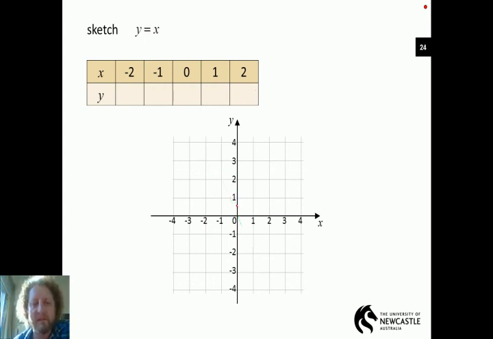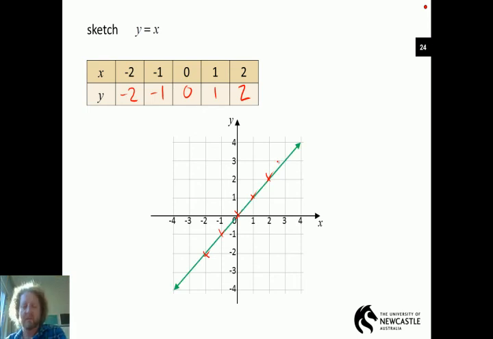Sketch y equals x. Well, that's a pretty easy calc. Every y is equal to every x. If x is minus 2, y is minus 2. And so on. If x is 2, y is 2. Where do I plot them? Minus 2 x goes with minus 2 y. Minus 1 goes with minus 1. Naught with naught, 1 with 1, and 2 with 2. That's a nice 45-degree line right through the middle.